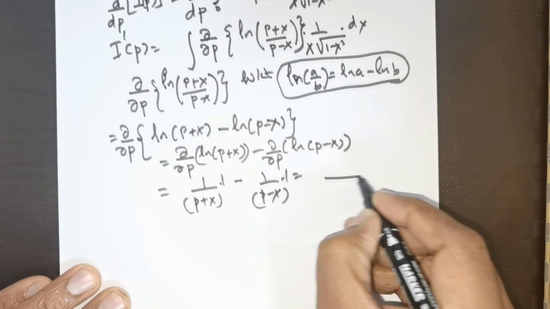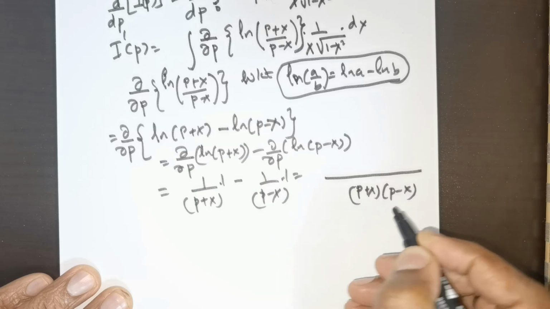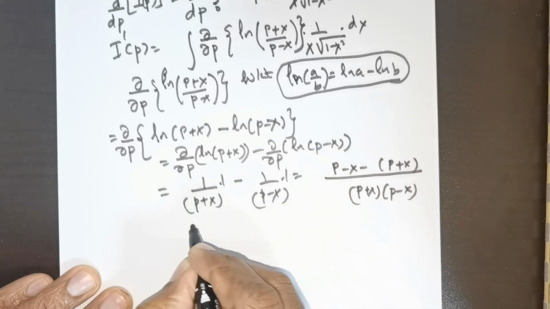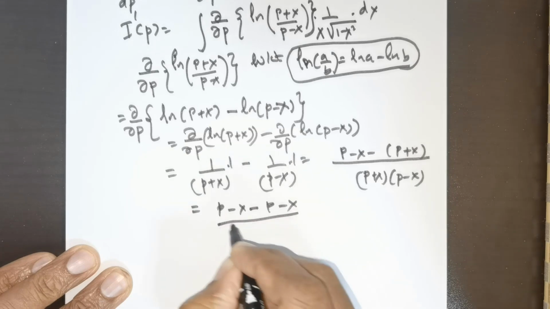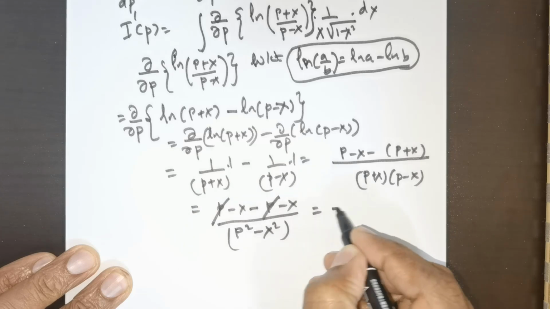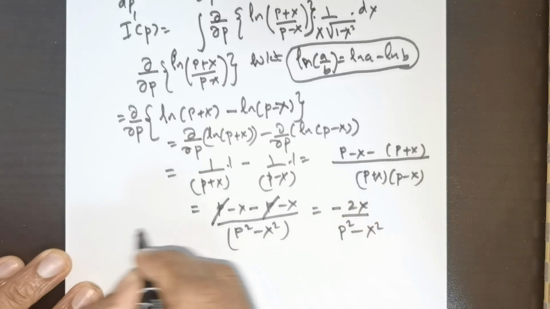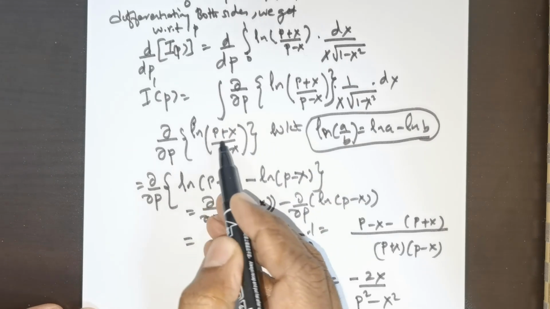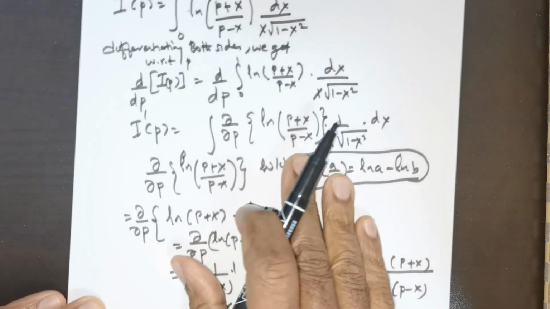I take the LCM as (p + x)(p - x). This is going to give me (p - x) minus (p + x), over p squared minus x squared. Positive p and negative p get cancelled, giving me negative 2x over p squared minus x squared. This is the output when we partially differentiate ln of (p + x) divided by (p - x). So take this value and substitute it over here.